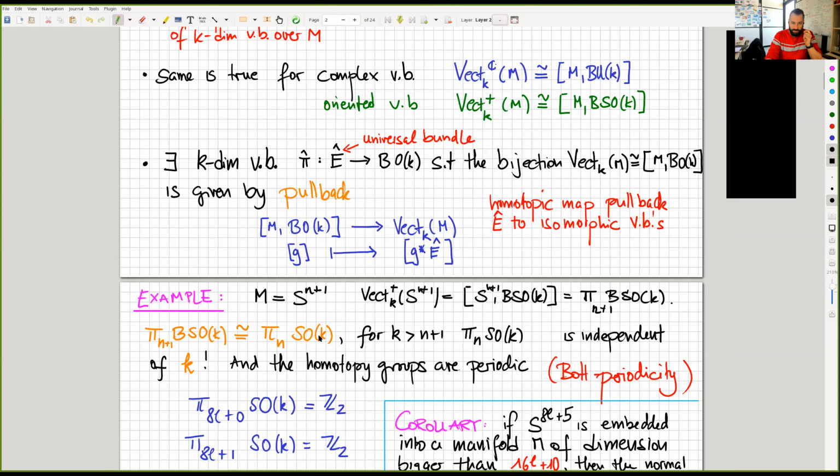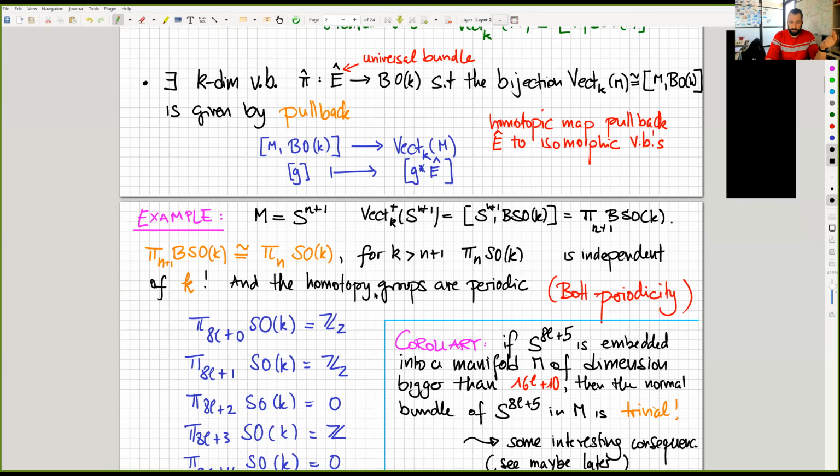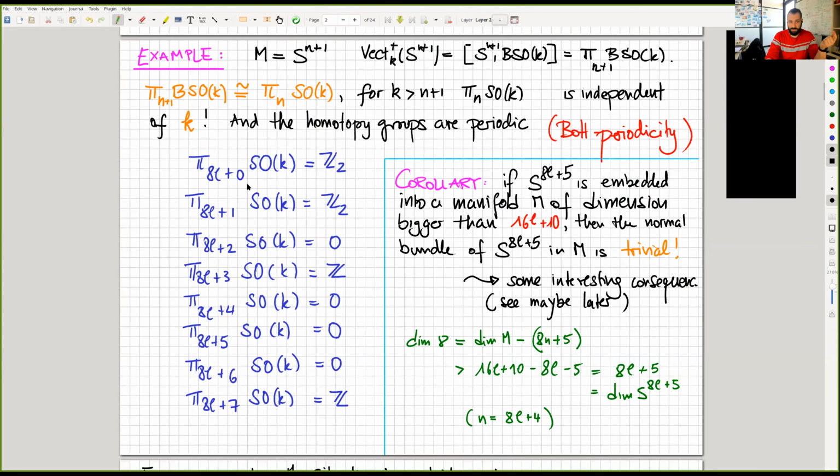And now this comes to a very interesting fact. If k is bigger than n+1 in this case, then this group here is independent of k. We say that we are in the so-called stable range of homotopy groups. Now, this is very interesting because then this homotopy group depends only on n, and Bott proved there's a certain periodicity in there. So in this range it depends only on n modulo 8. This is the so-called Bott periodicity, and you see here the values, right?